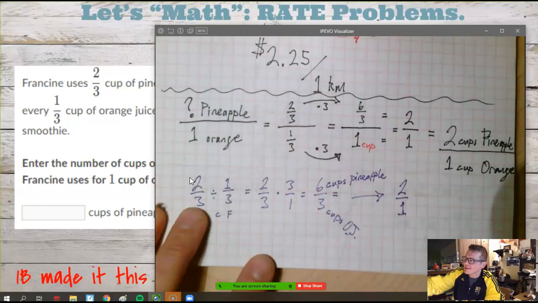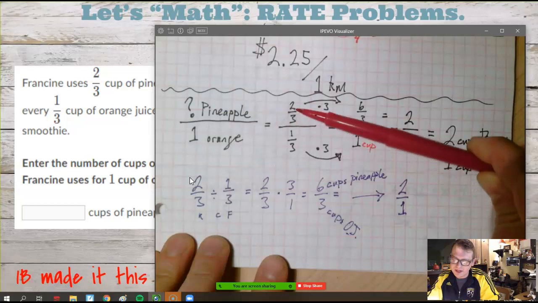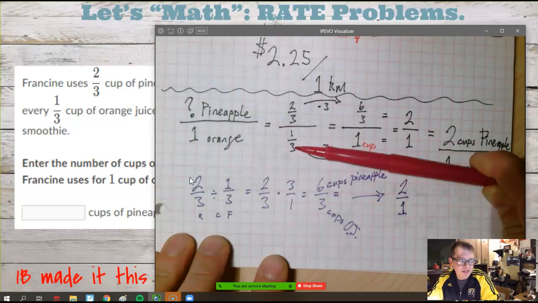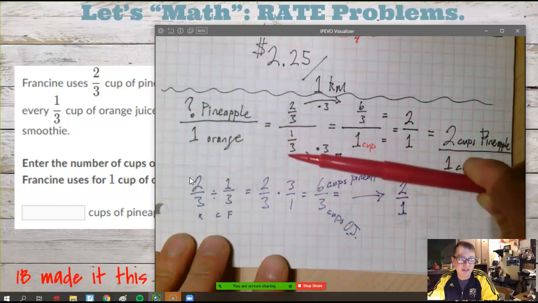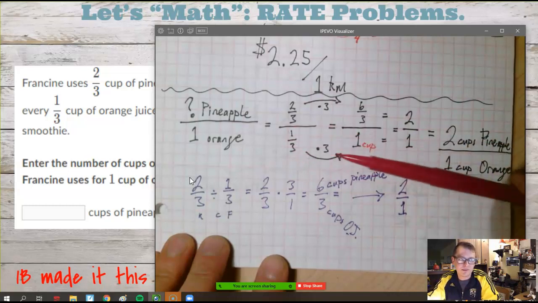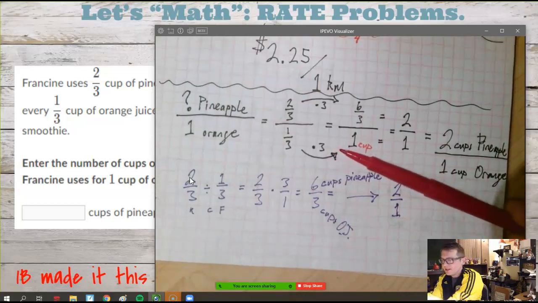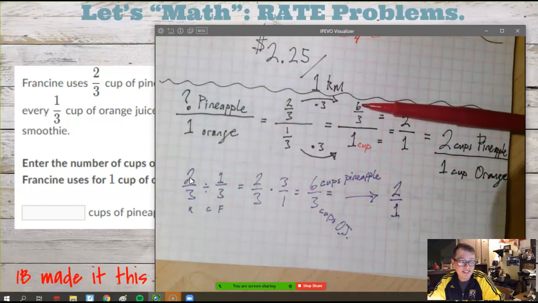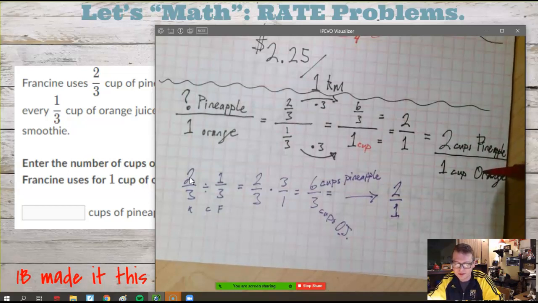All right, guys, so the math that we did here, hopefully that was enough time for you to get a little bit of this written, was we set up the cups of pineapple juice on top and the cups of orange juice on bottom. One way to solve it is to say, how do I turn my denominator into a one? Which here is not that bad. How many thirds does it take to make a one? Three. So we multiply by three in the denominator, which consequently tells us we have to do the same thing in the top. When we multiply by three there, we get 6/3, which can reduce to 2, which tells us 2 cups of pineapple juice for every 1 cup of orange juice.